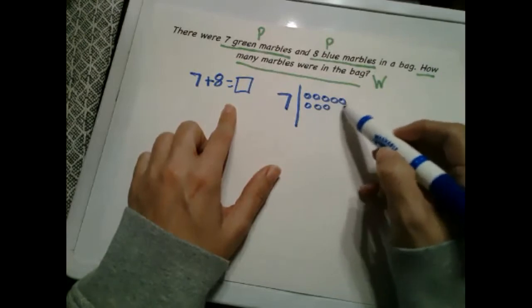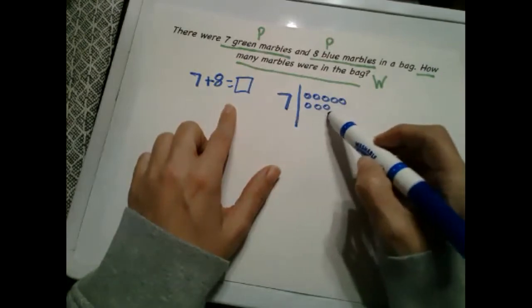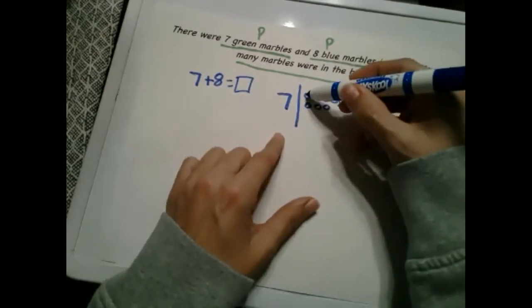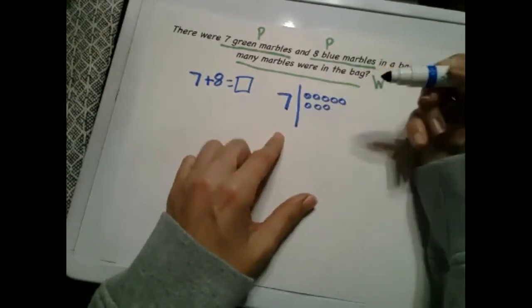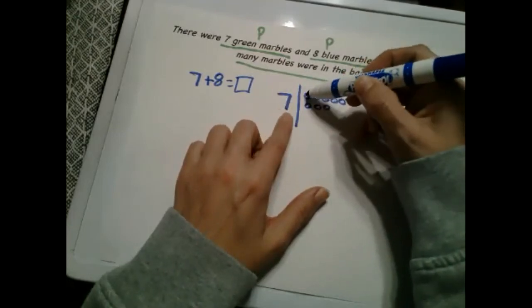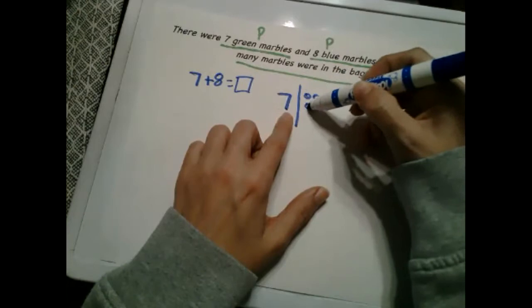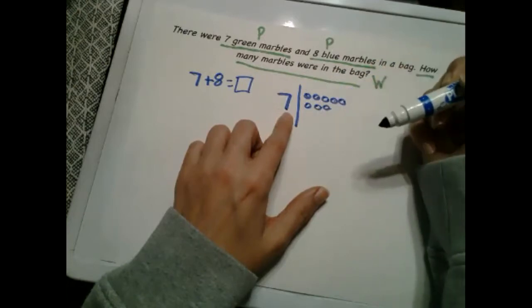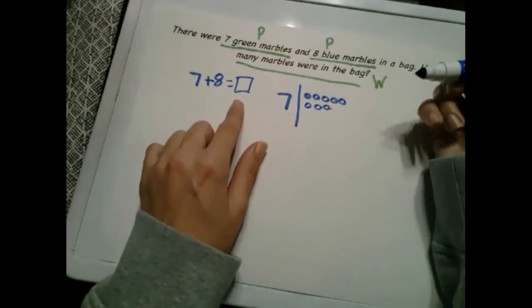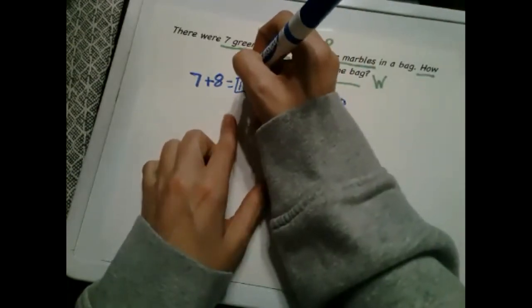So they added their 8. So 7 and 8. Let's count and see how much that is. Here's 1, 2, 3, 4, 5, 6, 7, 8. If I start at 7, let's count on. 7, 8, 9, 10, 11, 12, 13, 14, 15. So how many marbles were in the bag? That's right, there were 15.